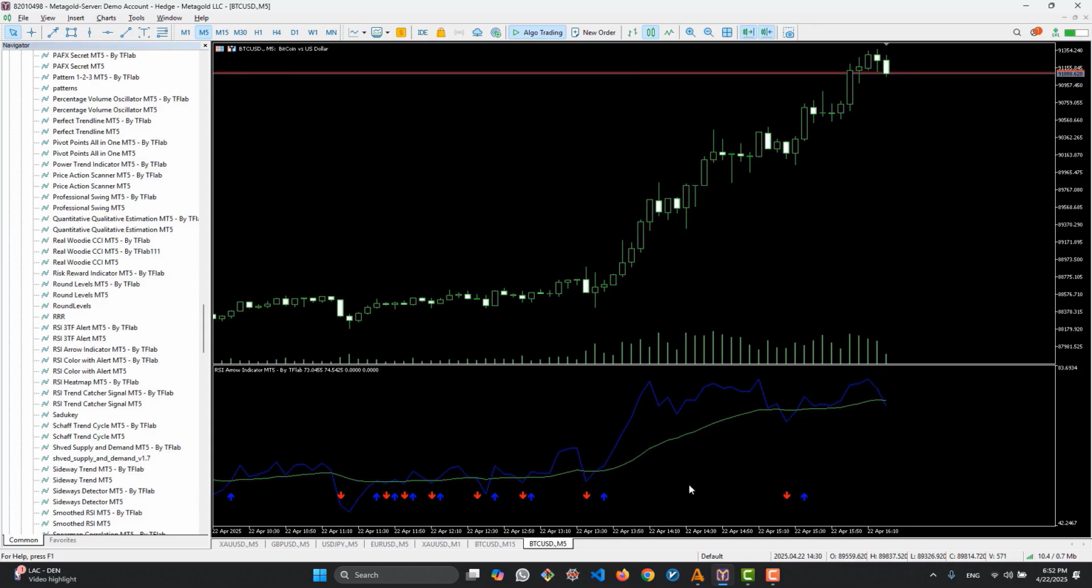average line, which is considered its signal line, a buy or sell signal is generated for us. When a downward crossover occurs, like in this area, it gives us a sell signal. And when an upward crossover happens, like here, it gives us a buy signal.